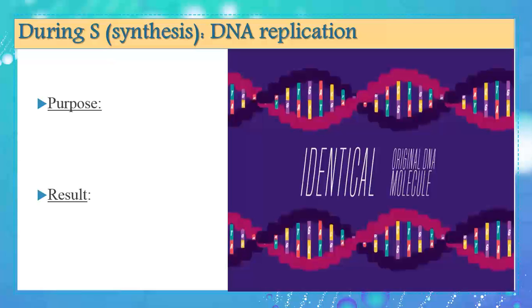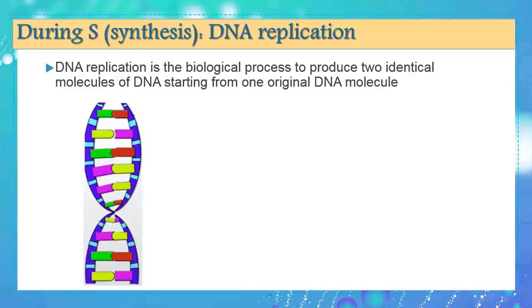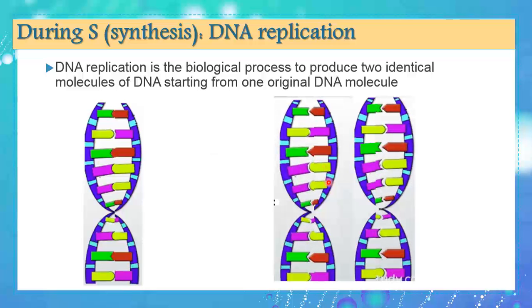It's clear from what you've watched in the video that the purpose of this DNA replication is to copy the strands of DNA, where in the result you will get 2 identical molecules of DNA as you're seeing in the adjacent figure. So DNA replication is the biological process to produce 2 identical molecules of DNA starting from 1 original DNA molecule. Those 2 strands of the DNA molecule will become 2 brand new DNA molecules, each one identical to the other.